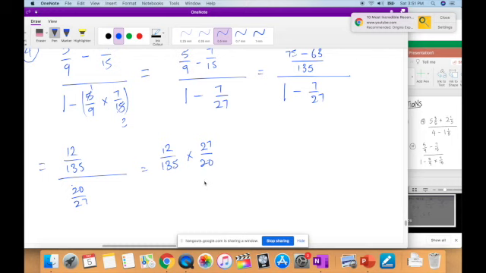Can 135 go into 27? Yes, it can. It could go into it 5 times. Can 12 go into 20? Well, 12 over 20, it could be 5 4s are 20 and 3 4s are 12. So now we have 3 times 1 is 3, and 5 5s are 25. Is that what you guys got?